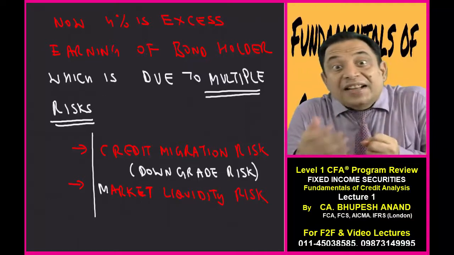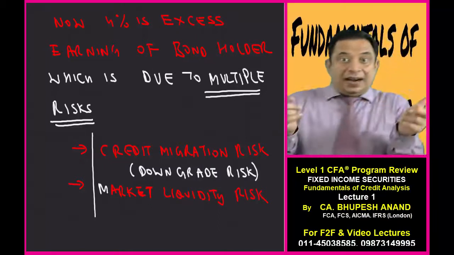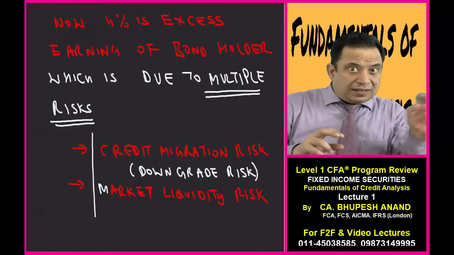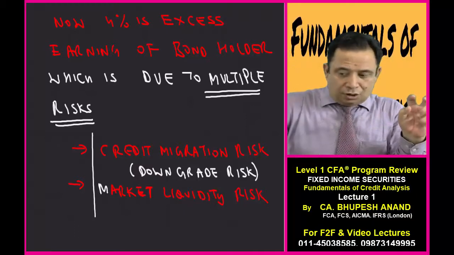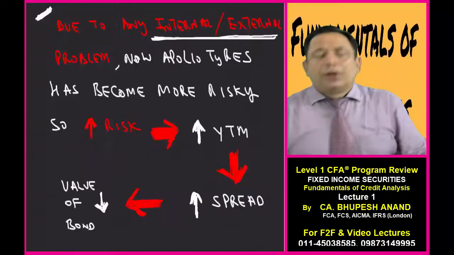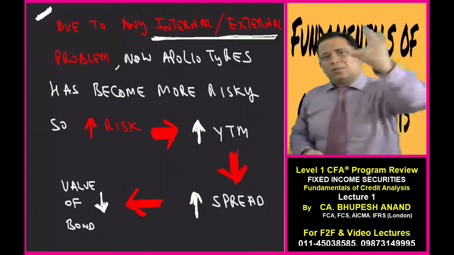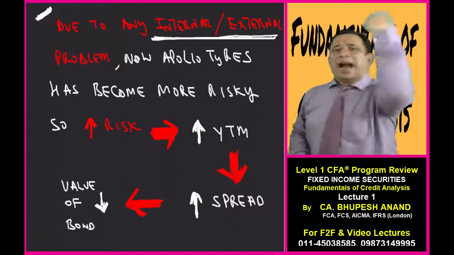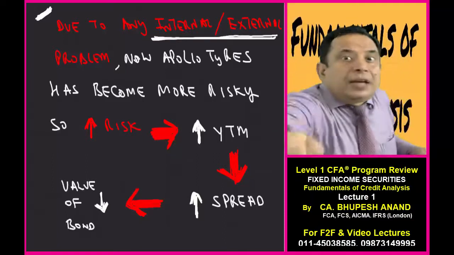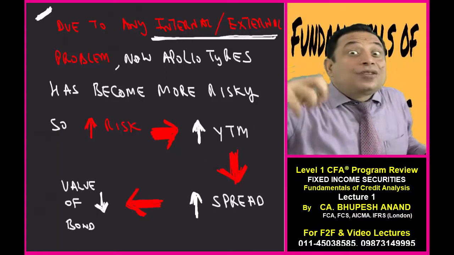Now why is that excess rate being offered by Apollo Tires to their investors? It is due to multiple risks, and that spread risk I have divided into two parts. One is credit migration risk, downgrade risk, and second is market liquidity risk. So I have written that. So please write down. Then I will be explaining that when, due to any event, supposedly in Apollo Tires, due to internal problems or due to external problems, there was bad news in the news channel, which has brought down the sentiments of the public, of the investors. It means it will increase the risk of Apollo Tires.